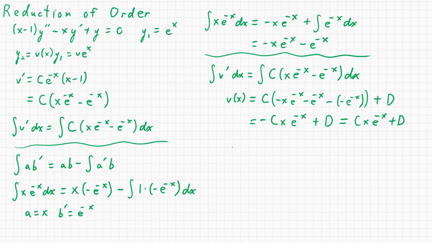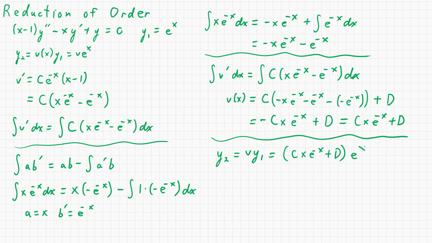Then from there, we don't care about what v is. We really care about what y2 is, and v was just a way to get y2. So y2 was equal to v times y1, which here we get c x e to the negative x plus d, all times e to the x. And if we multiply that out, we end up with c x plus d e to the x. And that's almost exactly what we would normally write for the homogeneous solution.